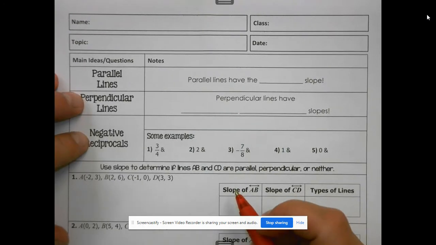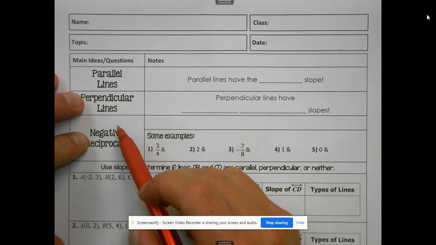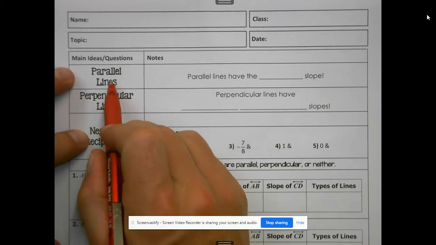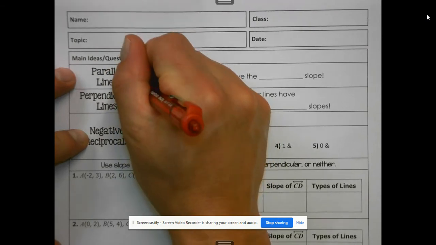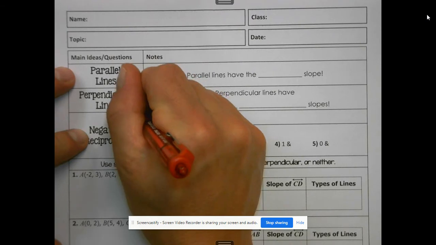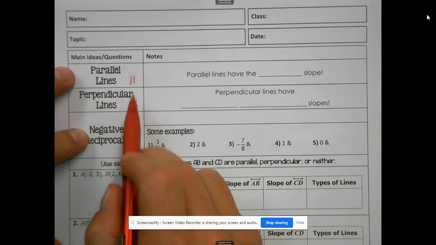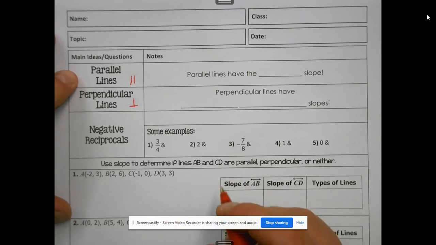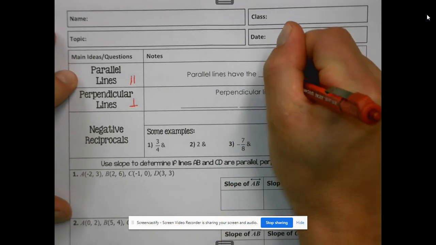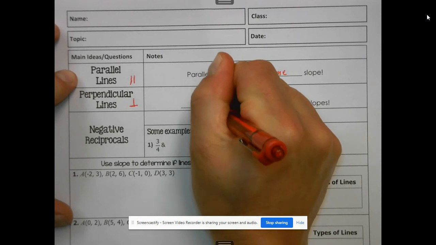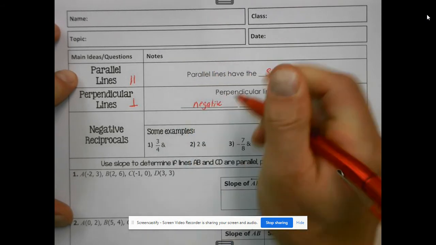All right, this lesson is parallel lines and negative reciprocals. Remember to recall your symbol for parallel is two vertical lines, and your symbol for perpendicular is kind of like an upside down T. So that means parallel, that means perpendicular. Parallel lines have the same slope. Perpendicular lines have what's called a negative reciprocal.